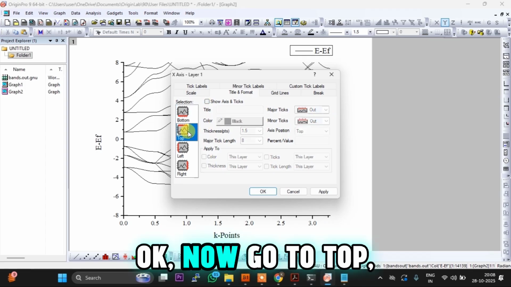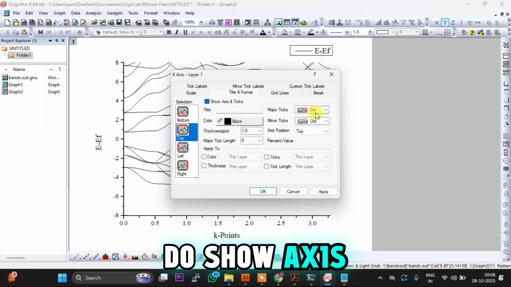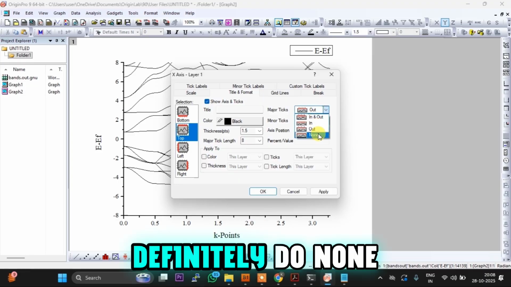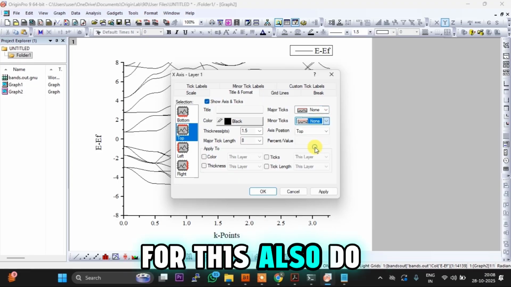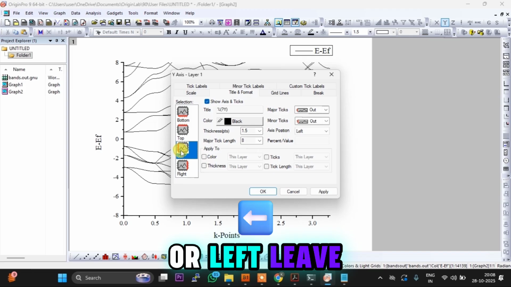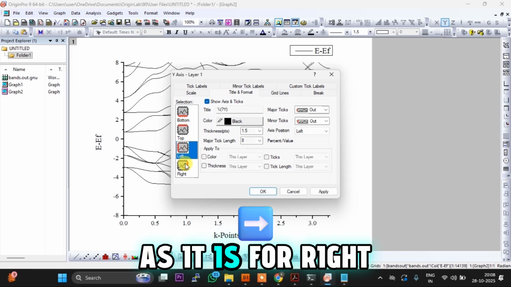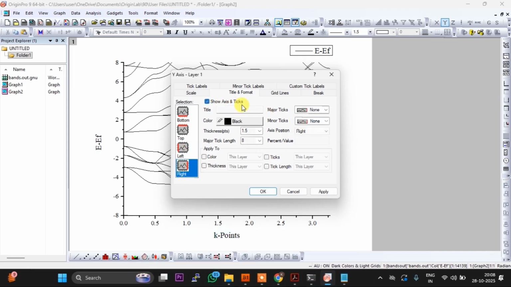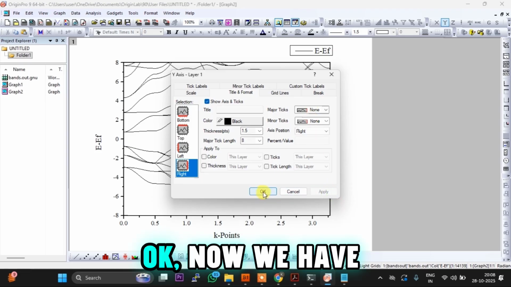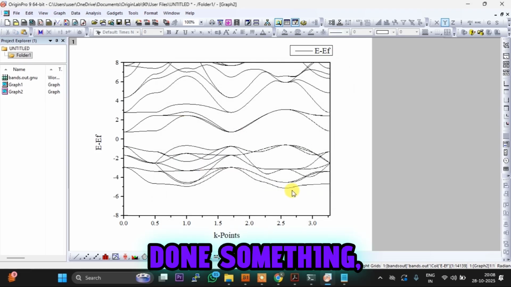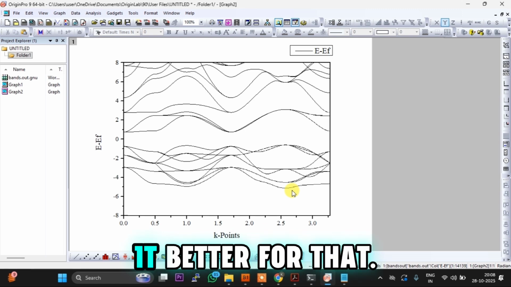Okay. Now go to top, do show axis and ticks, and definitely do none. For this also, do none. For left, leave as it is. For right, and it is already done. Okay, apply it. Okay, now we have done something, but we have to do it better.